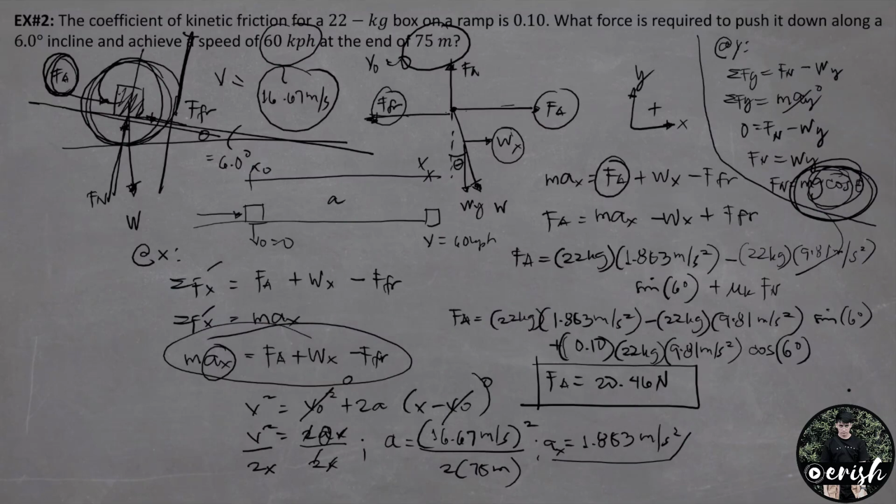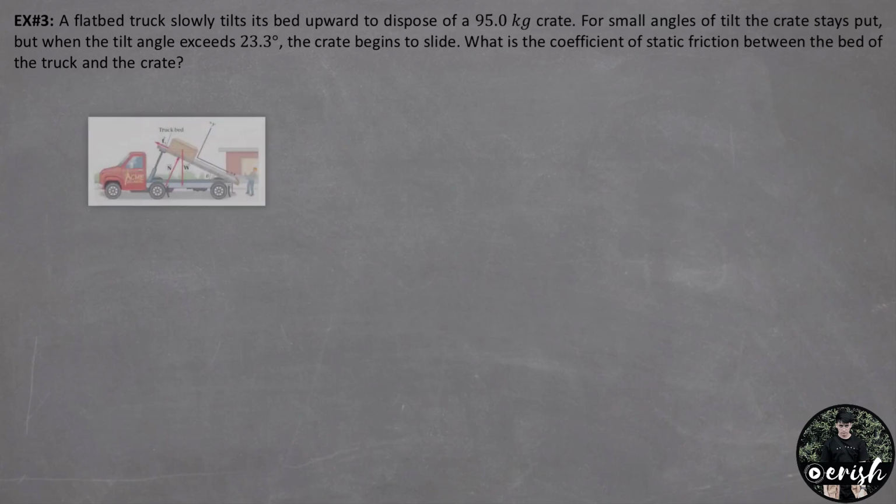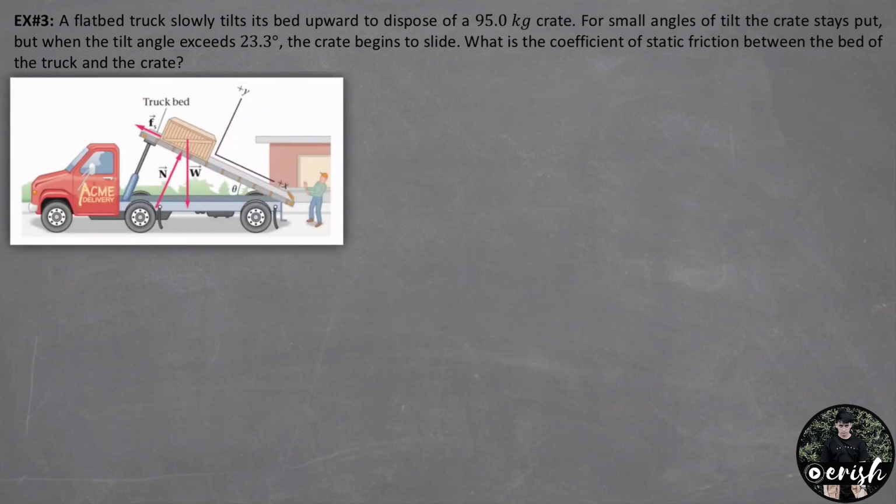So, this is example number 2. A flatbed truck slowly tilts its bed upward to dispose of a 95 kilogram crate. For small angles of tilt, that crate stays put, but when the tilt angle exceeds 23.3 degrees, the crate begins to slide. What is the coefficient of kinetic friction between the bed of the truck and the crate?